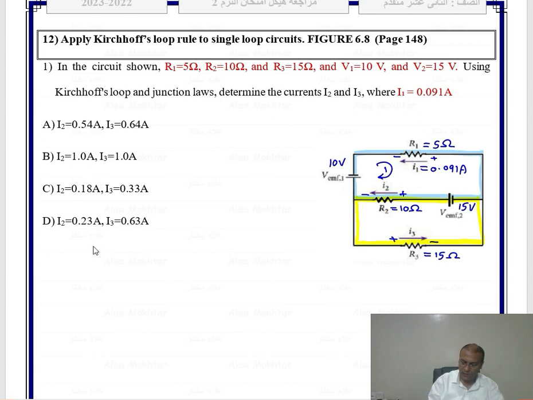Positive what? 5 times 0.091. Then out of this is positive 15. Then negative I2 times 10, 10 I2. Then negative 10 equals 0. How many unknowns? Only 1 unknown. We can use shift solve.